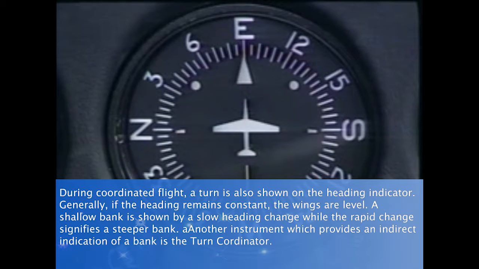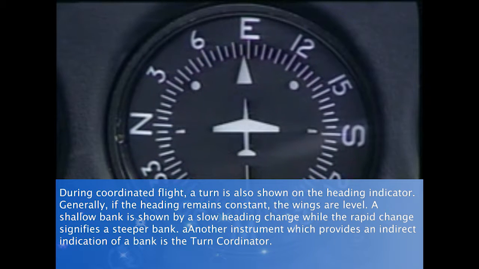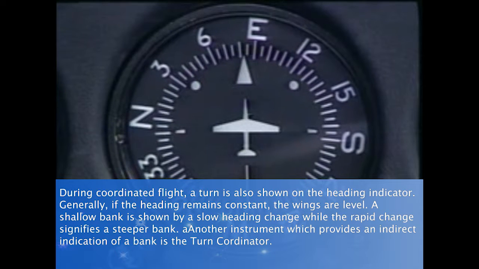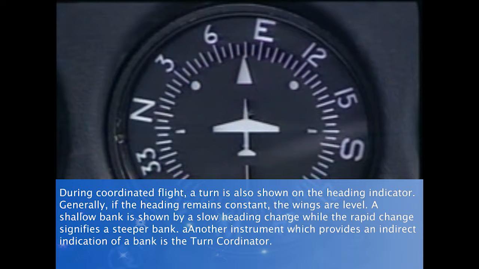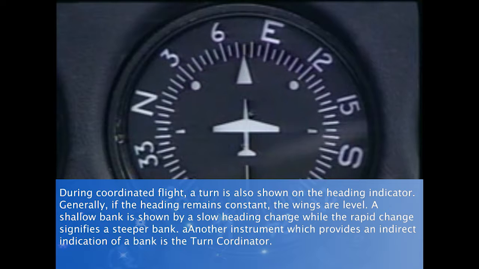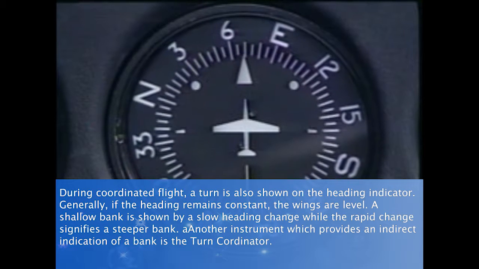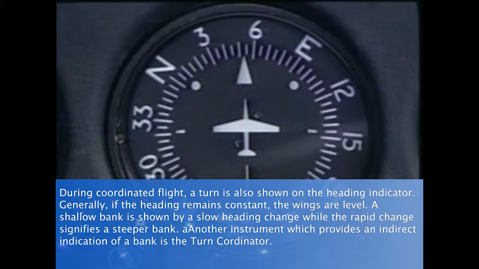During coordinated flight, a turn is also shown on the heading indicator. Generally, if the heading remains constant, the wings are level. A shallow bank is shown by a slow heading change, while a rapid change signifies a steeper bank.